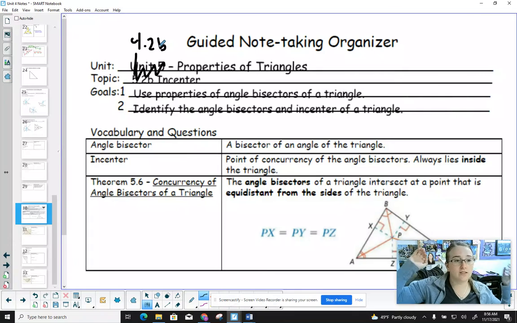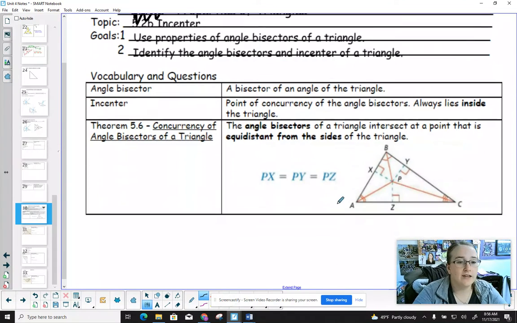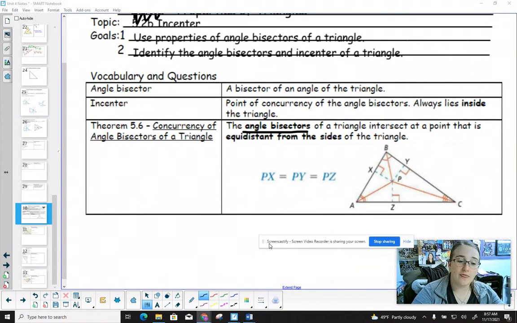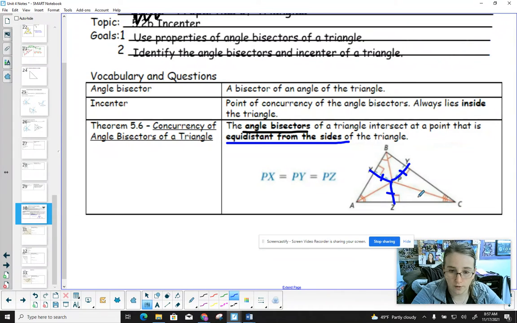triangle. What we're going to learn today is called the incenter. Now, the incenter is created by the intersection of the angle bisectors. So if you notice each of these angles here on your notes, those are cut in half. So these are the angle bisectors. Now, what's cool about this is that here's my angle bisectors. These are equidistant from the sides of the triangle. So all these three pieces here are equal.